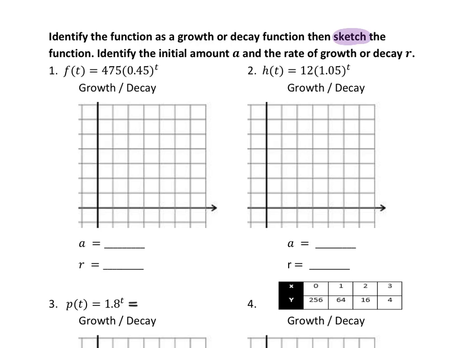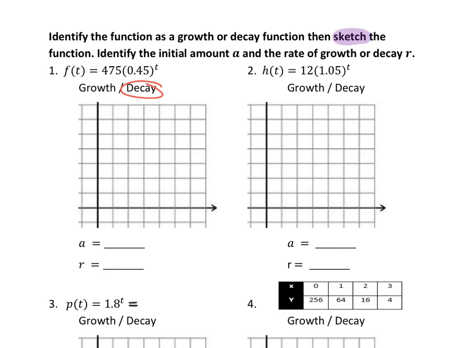Okay. On this first one, f of t equals 475 times 0.45 to the t. Is this growth or decay, just looking at the equation? Decay. How do you know it's decay? It's less than 1. What's less than 1? The b value. The b value is less than 1, so this is a decay formula.